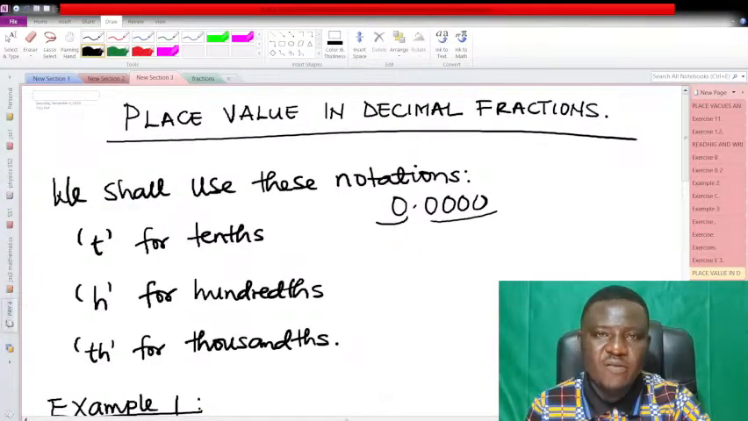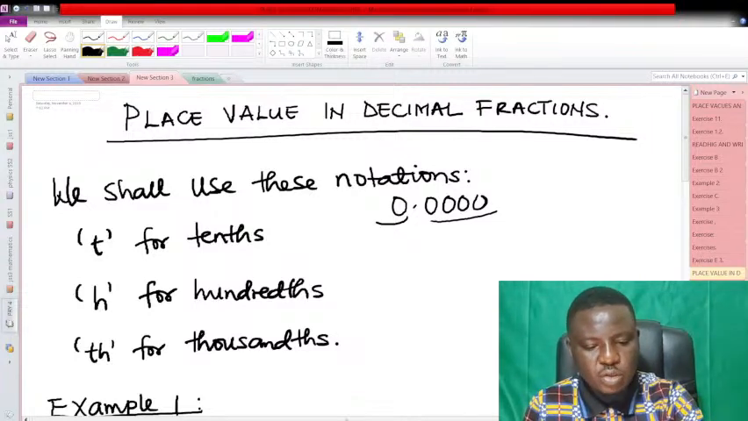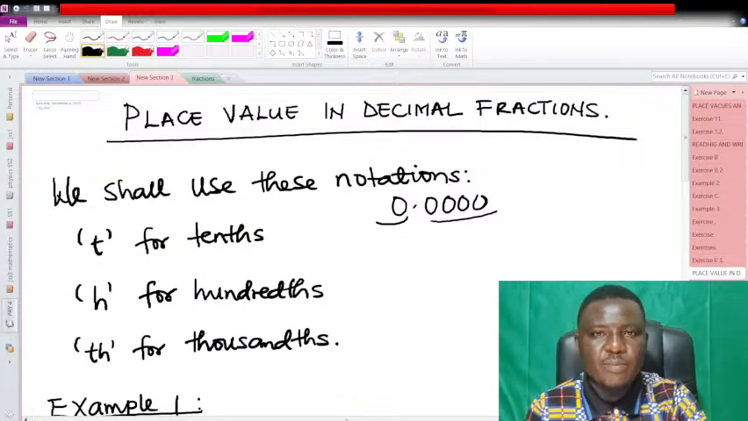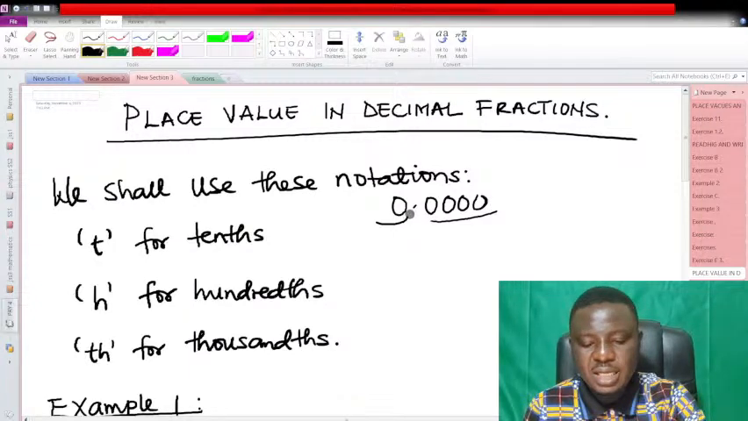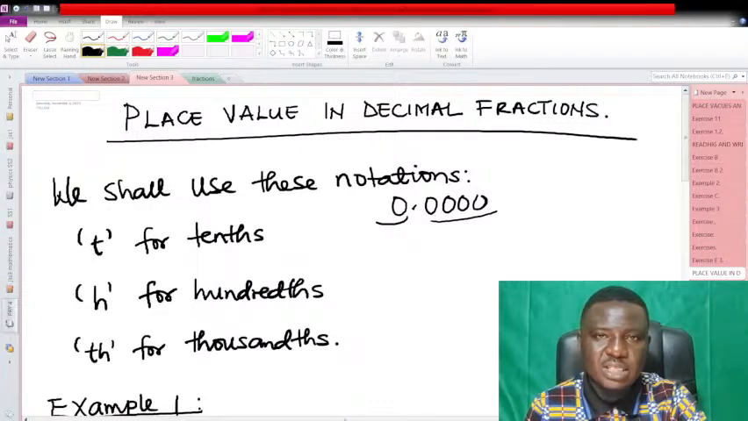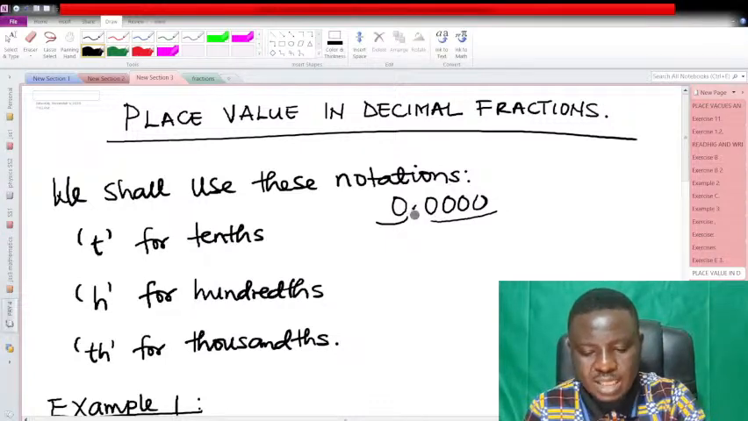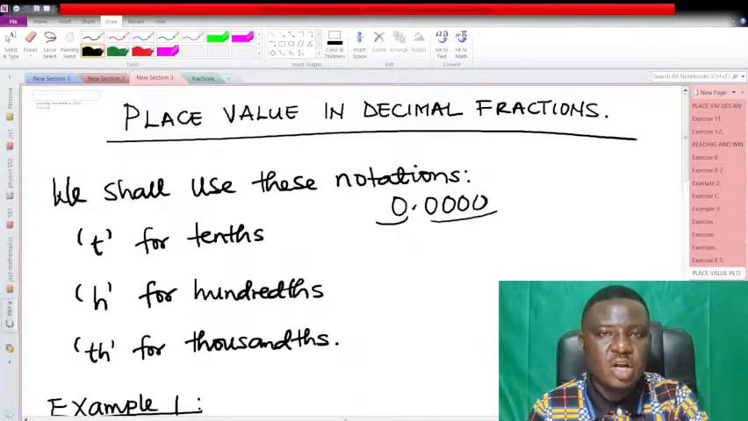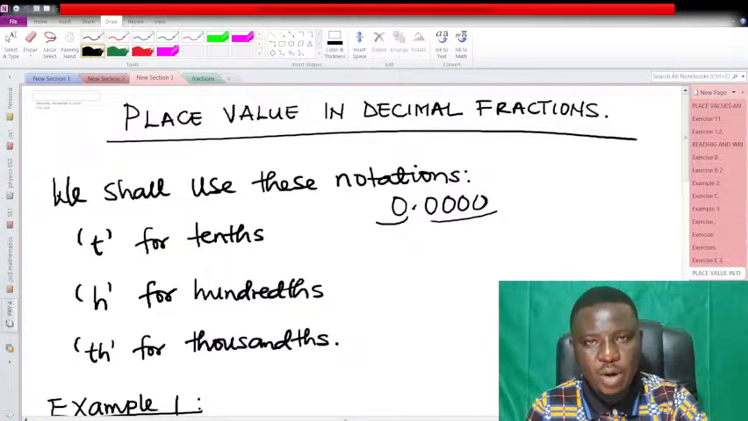place values in decimal fractions. I told you that a decimal fraction is a fraction or a number that has a whole number part and a fractional part. Decimal fractions can be written in this form: 0.0000. This is said to be in 4 places of decimal. The digit you find before the decimal point is referred to as the whole number part, while the digit you find after the decimal point is the fractional part. And the dot that separates the whole number part from the fractional part is referred to as the decimal point.